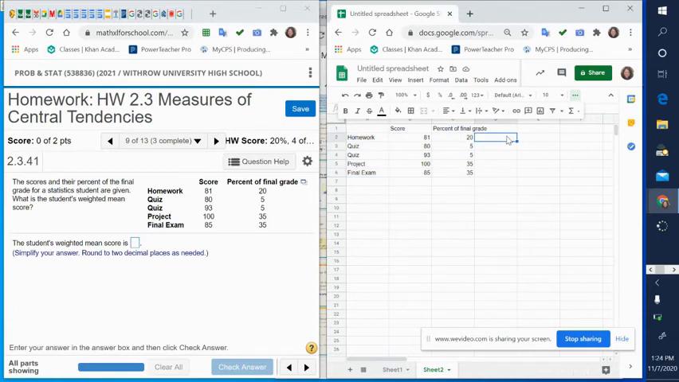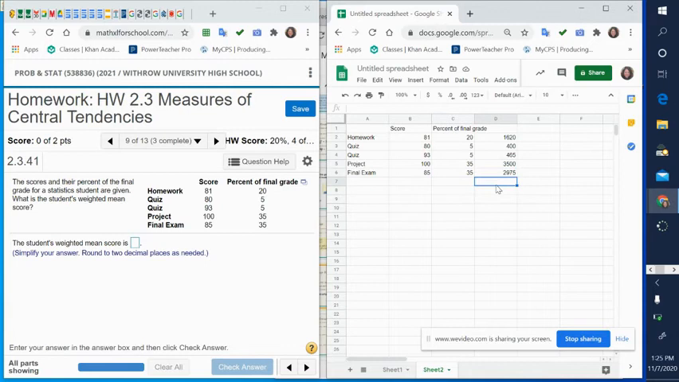So we're going to multiply the score times the weight, the percent of the final score. And because I did a formula here, when I typed in a formula, B2 times C2, I can just then scroll down or fill down. You don't have to fill down. You could just do 80 times 5. It will give you 400. 93 times 5, it will give you 465, etc., etc.